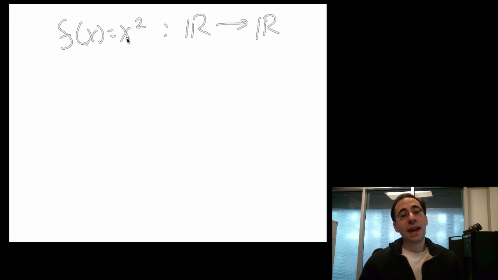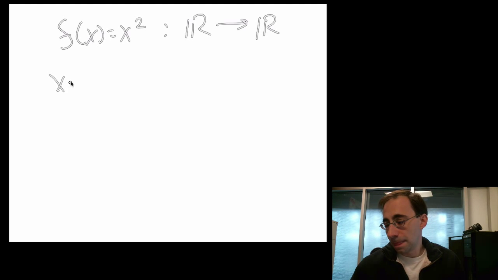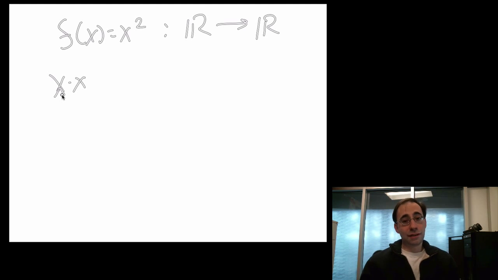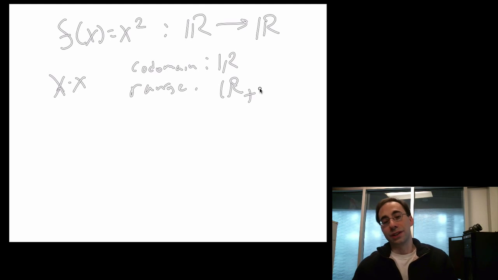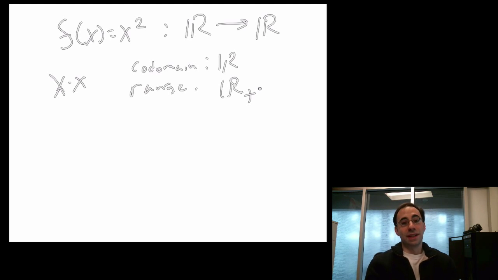But if you notice, we can't get out every real number. Because it's x squared, it's x times x. Because two negatives make a positive, and two positives make a positive, you can never get a negative number from x squared. Therefore, the range of the function is not all real numbers, it's only the positive real numbers. So the codomain is R, the real numbers, but the range is only the positive real numbers. Well, including 0. We'll just include 0 for now for the sake of this example.